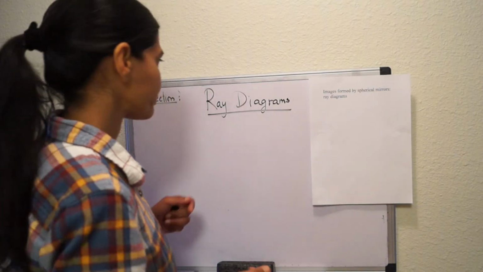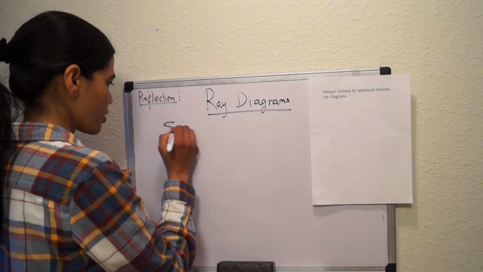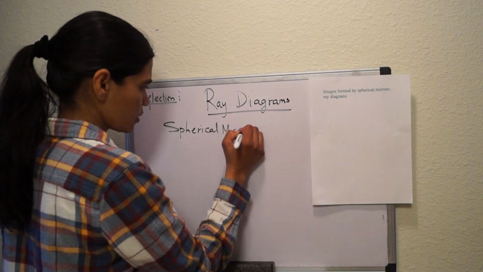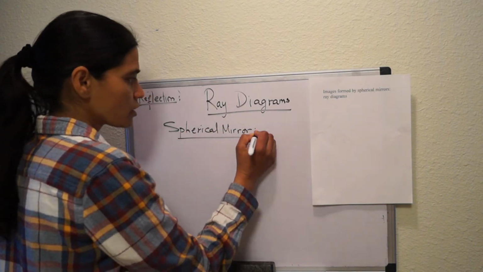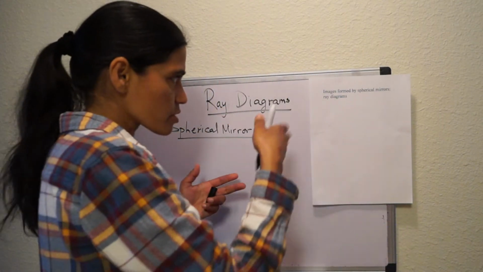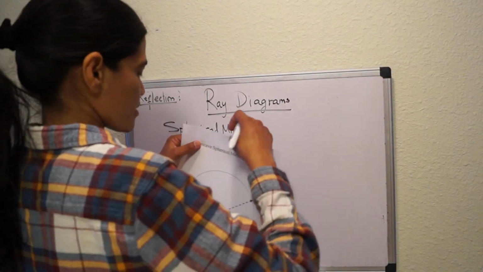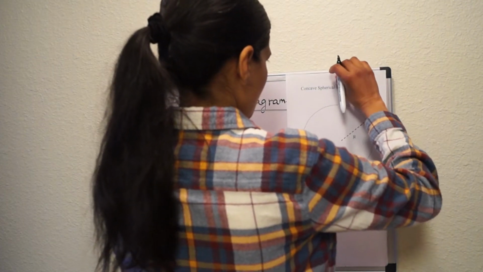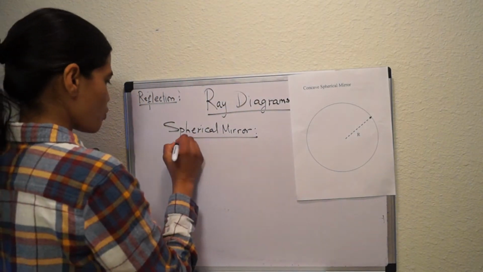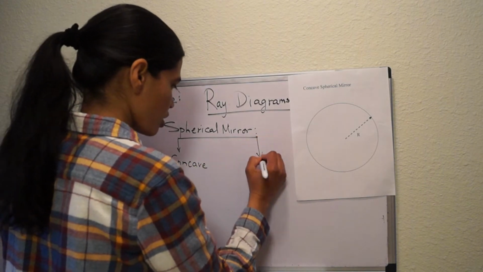So you guys, we said spherical mirror, right? Basically, if I want to draw a sphere in two dimensions, what happens? It looks like a circle, right? I actually have a diagram here, so let me show this to you guys. Spherical mirrors, there are two types. One is called concave, another is called convex.